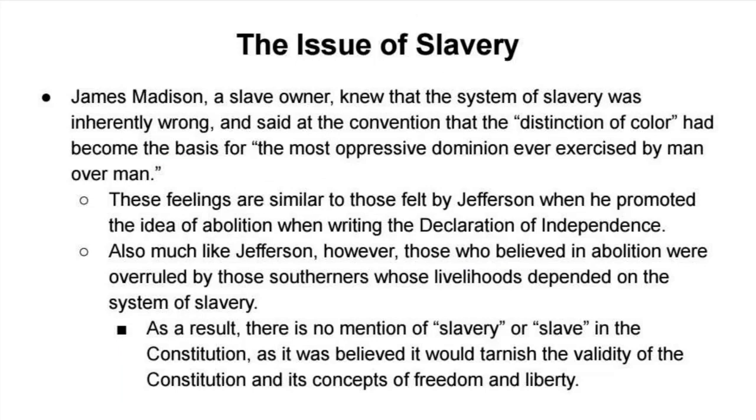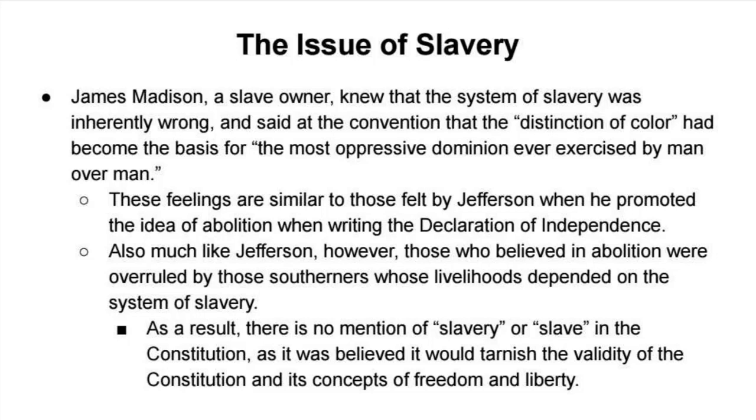The issue of slavery was very divisive. James Madison himself was a slave owner, but he knew that the system of slavery was inherently wrong, much like Thomas Jefferson had wanted to include a clause criticizing slavery in the Declaration of Independence, but he was prevented from doing so. Southern states said, we will never agree to the Declaration if you include that clause.